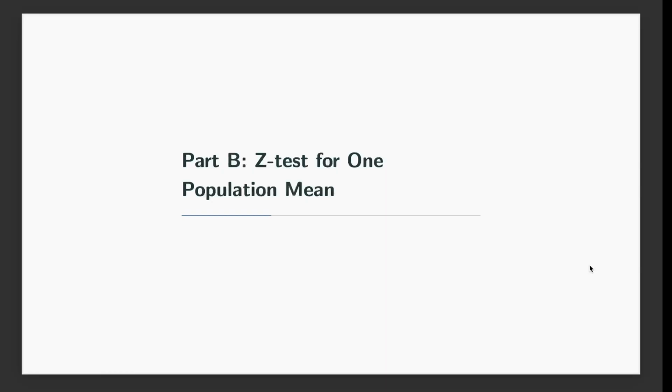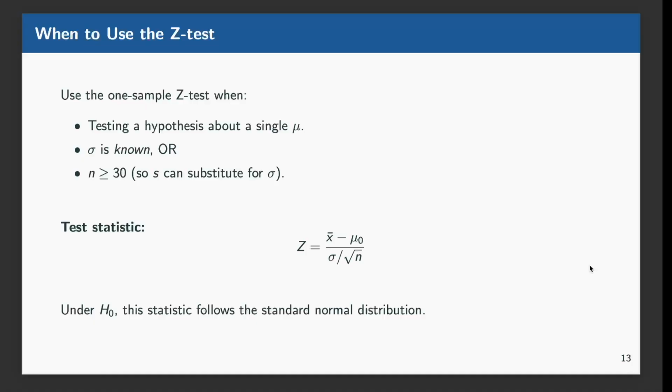This is the same standardizing move you learned back in week 3 and week 4, now aimed squarely at testing a specific claim instead of simply describing a value. The one sample z-test applies whenever we are testing a hypothesis about a single mu, and either sigma is already known to us, or our sample size is 30 or more, which lets S safely substitute in for sigma.